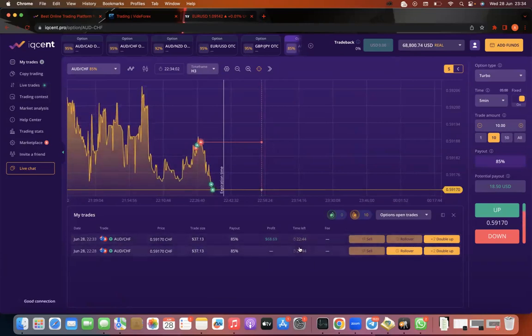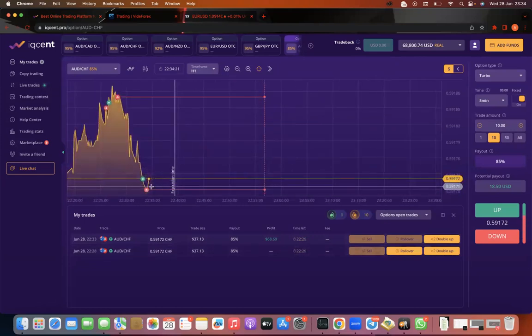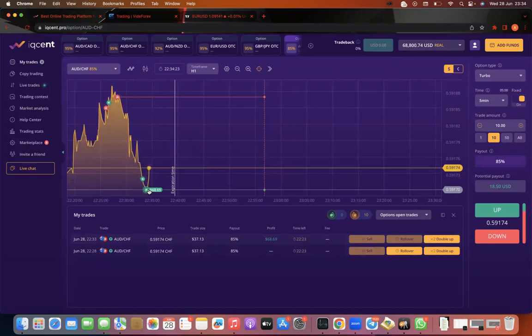How much time is left? 22.43 minutes, or 22 minutes and 3 seconds. That is entered for you with the same amount and the same expiration time, but at the current market price. So this other trade is actually better because it's lower. Look, already in profit, and it's also expiring at this particular time.